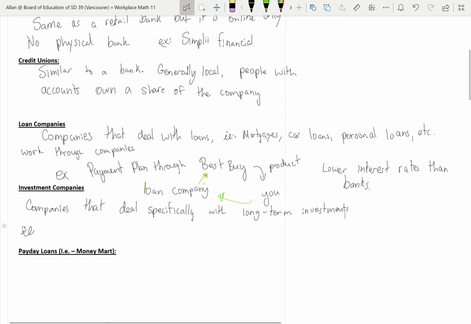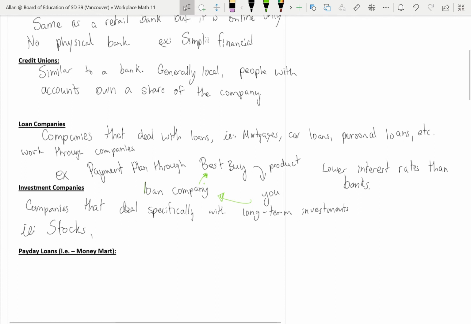So examples of long-term investments are stocks. If you buy stocks in a company, you generally will move them around a little bit, but oftentimes you're wanting to keep that money locked in for a period of time, sometimes like 5 years, 10 years, and then you take it out at the end or reinvest it.